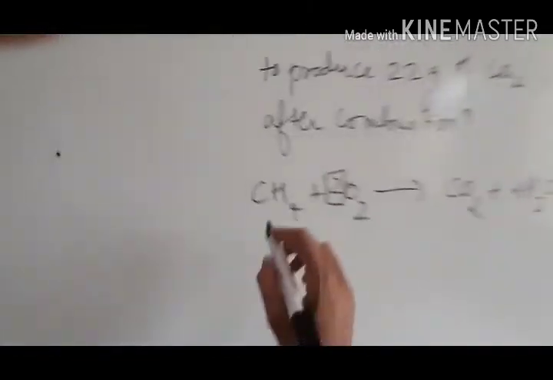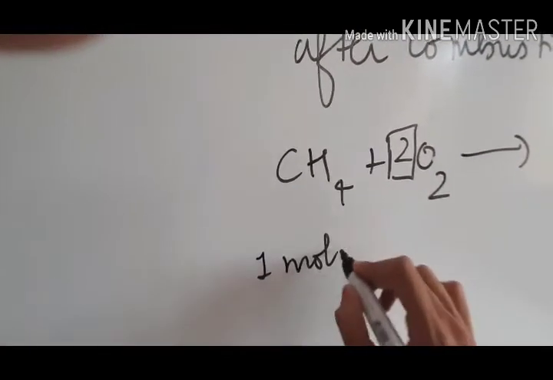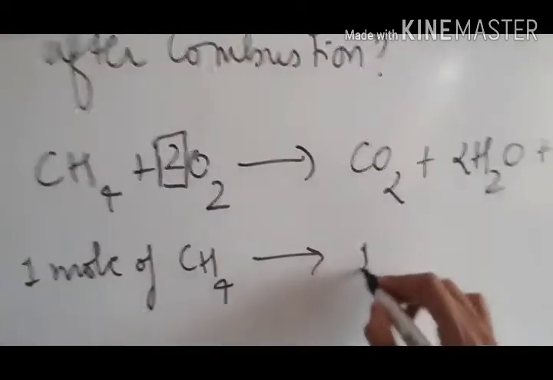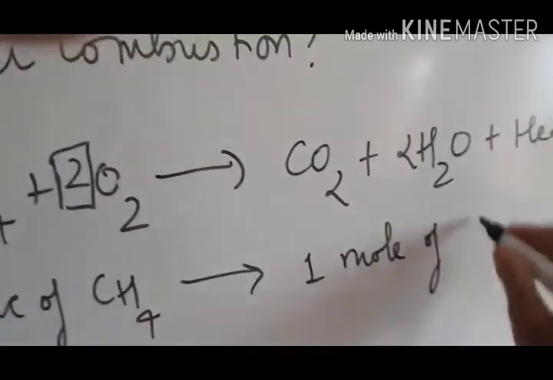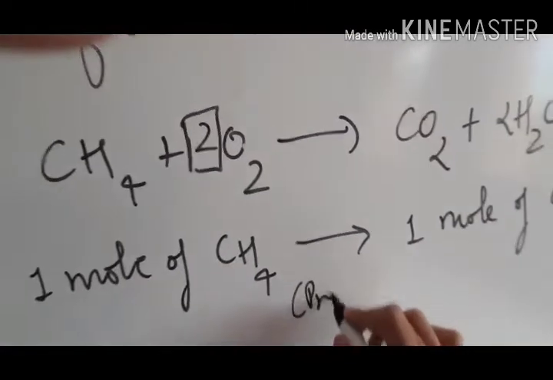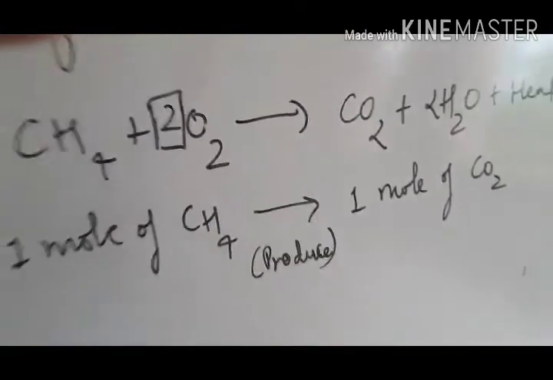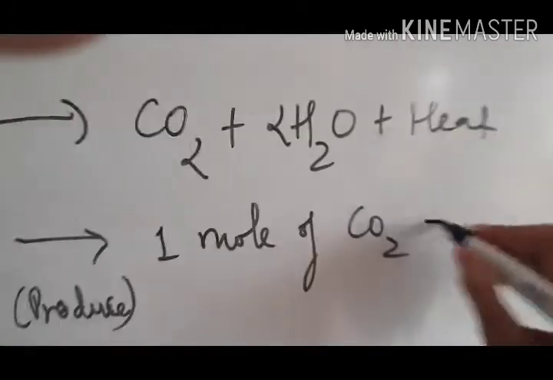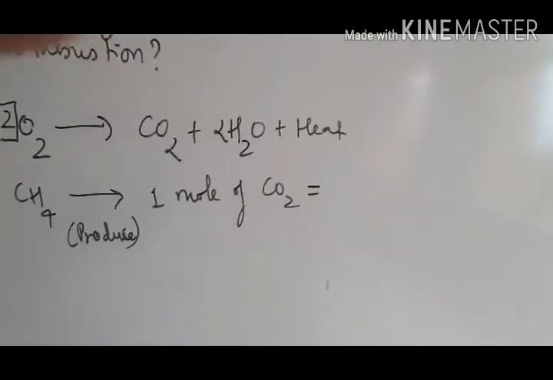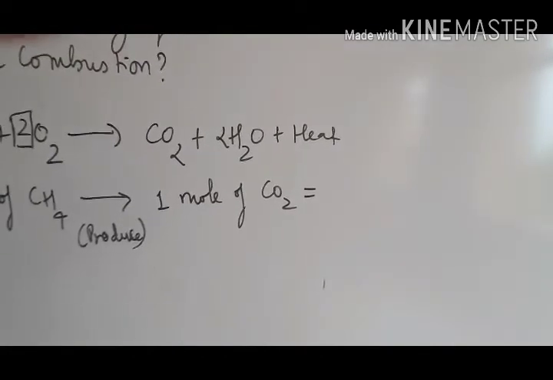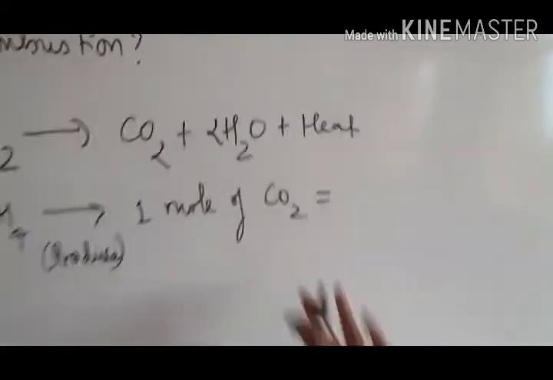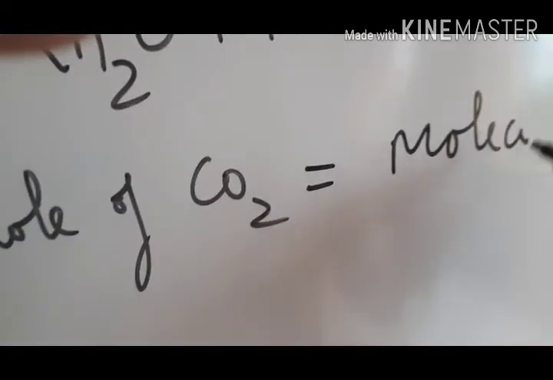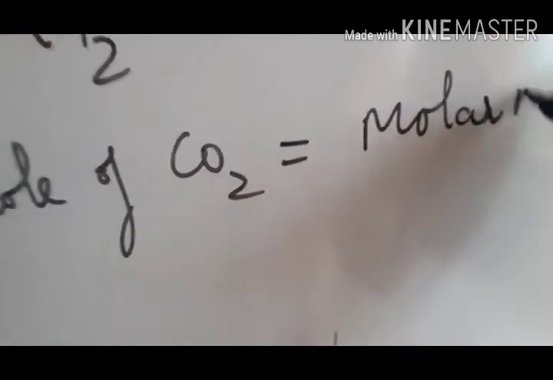Now we will find out by the number of moles that 1 mole of methane produces 1 mole of CO2. Here we can write an arrow indicating produce, evolved or forming. So 1 mole of CO2. Now we have the relation that the mass is equal to the number of moles times the molar mass. CO2 is the molecule, so we are writing the molar mass over here because we are finding the mass.